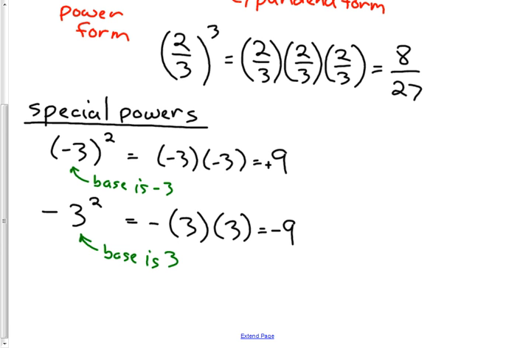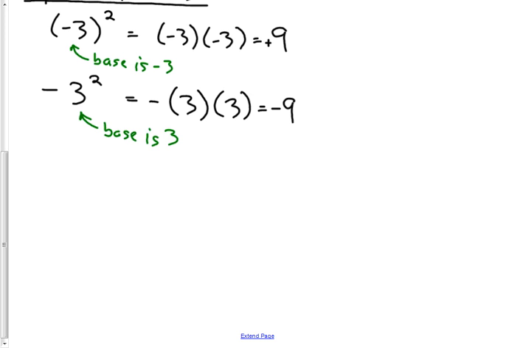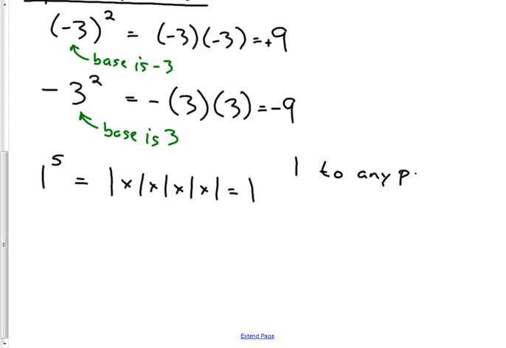Other special ones that you might want to include are these ones involving base 1. So if you've got something like 1 to the power of 5, you know that this is just going to be 1, because it's actually 1 times 1 times 1 times 1 times 1. 1 times itself just keeps giving you 1. So 1 to any exponent is going to give us 1. So we could actually write that down as a rule: 1 to any power equals 1.